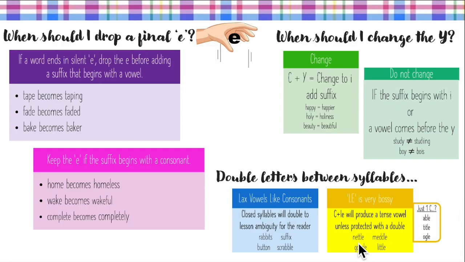So if I changed nettle and I had one T, it would actually become needle. Needle would be if I had just one D. So we'd have those there to protect that laxed vowel, okay?